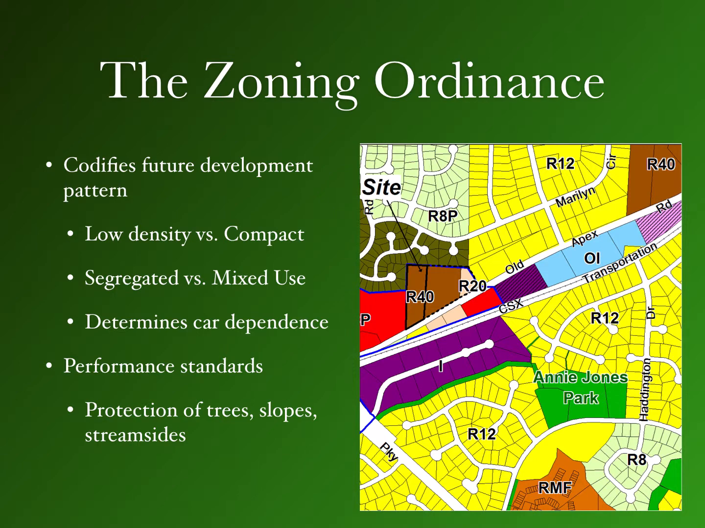Zoning ordinances are where development is codified. By requiring large lots, separation of uses, large roads, or big setbacks, many zoning ordinances guarantee low-density, auto-oriented development. Fortunately, many cities are now zoning some areas for more compact, pedestrian-oriented uses. Zoning ordinances also have performance standards, which is where you will find requirements for things like tree protection and steep slope protection. If your town wants to protect these features, the best way to do that is to augment its zoning ordinances.